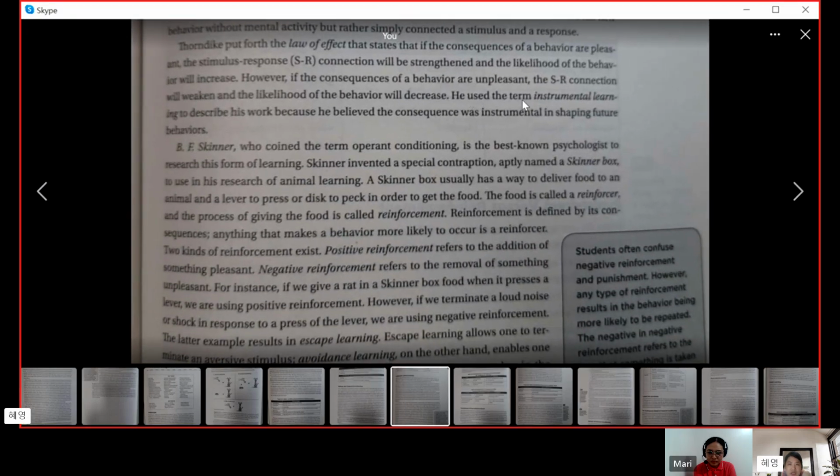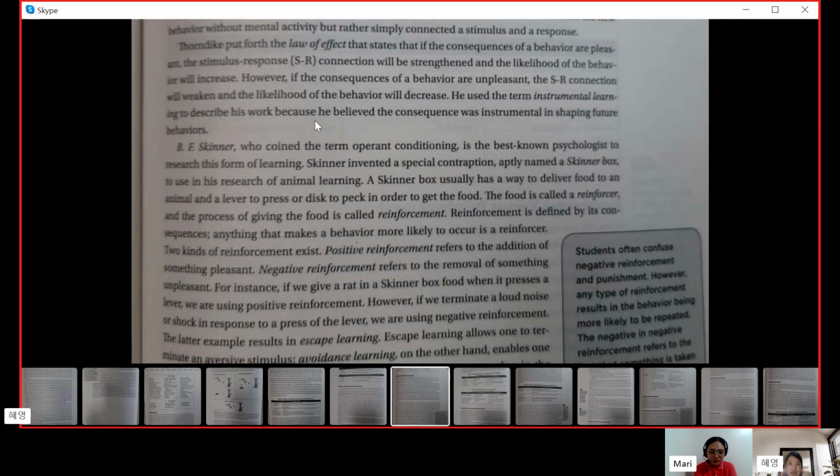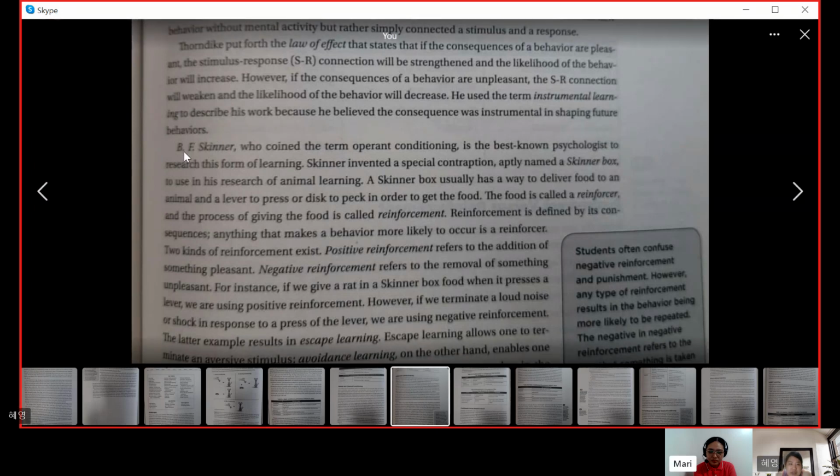He used the term instrumental learning to describe his work because he believed the consequence was instrumental in shaping future behaviors. B.F. Skinner, who coined the term operant conditioning, is the best-known psychologist to research this form of learning.